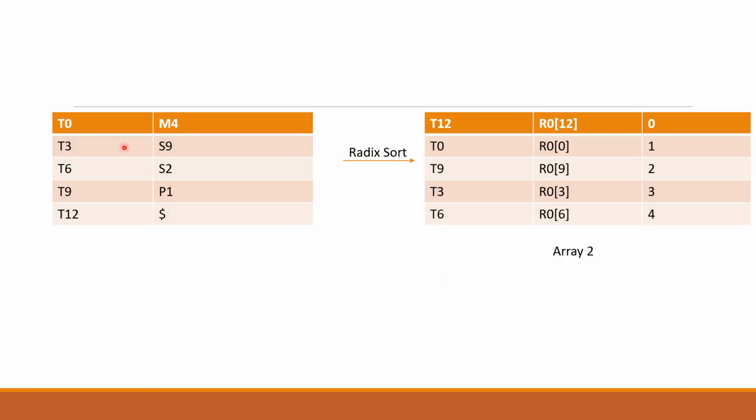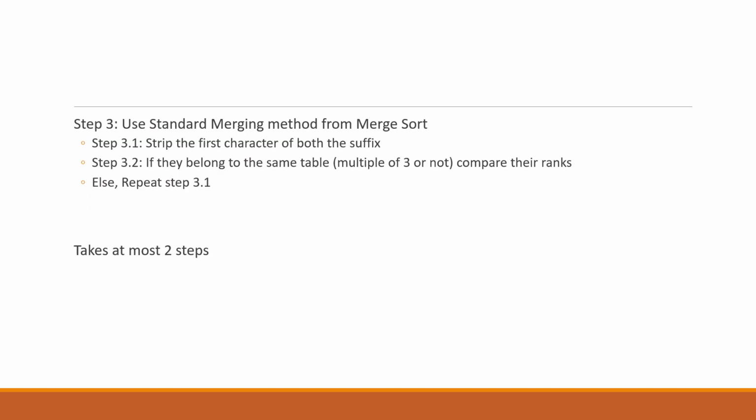So as we can see in this table, we have noted down the version for all the multiples of 3. We then simply perform radix sort to sort the elements in linear time, as the first component is a character and the second component is a number that is bounded by n. So after sorting, what we get is another suffix array.